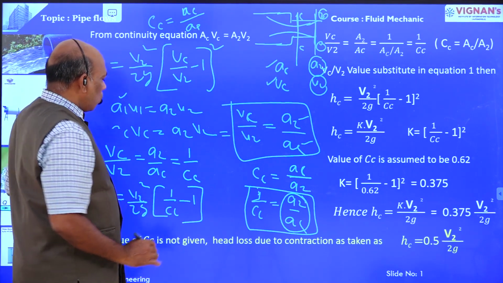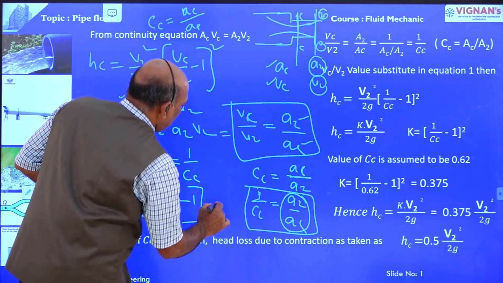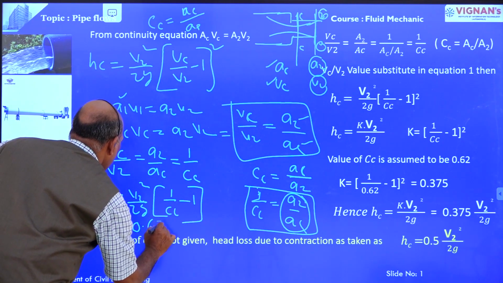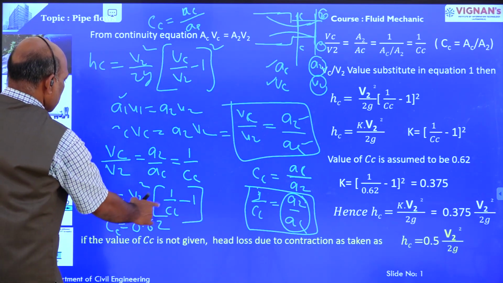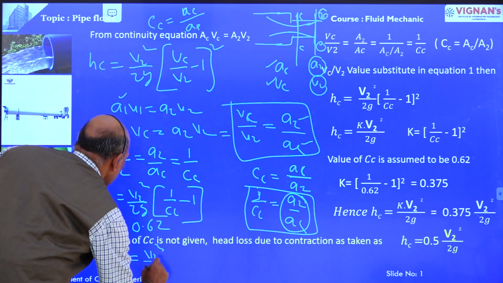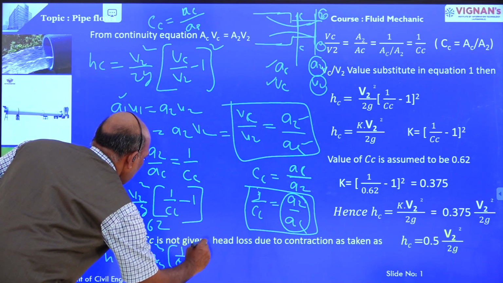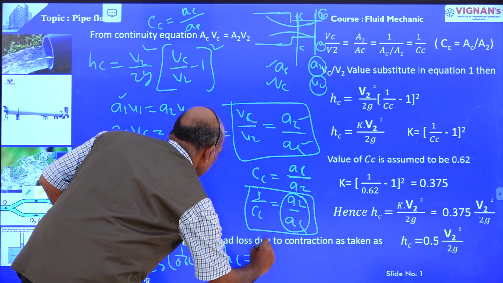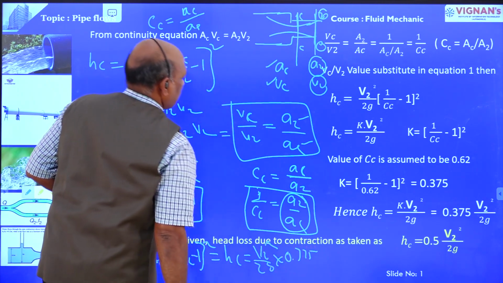Now, the value of the coefficient of contraction in case of pipes is taken as 0.62. In place of Cc, we take 0.62. Therefore, hc is equal to V2 square by 2g (1 by 0.62 minus 1) whole square, which is equal to V2 square by 2g into 0.375.